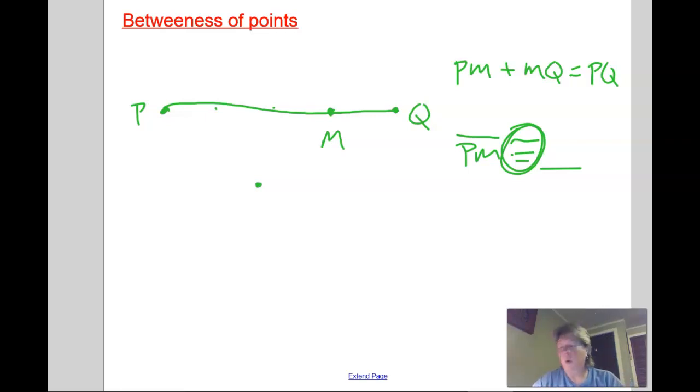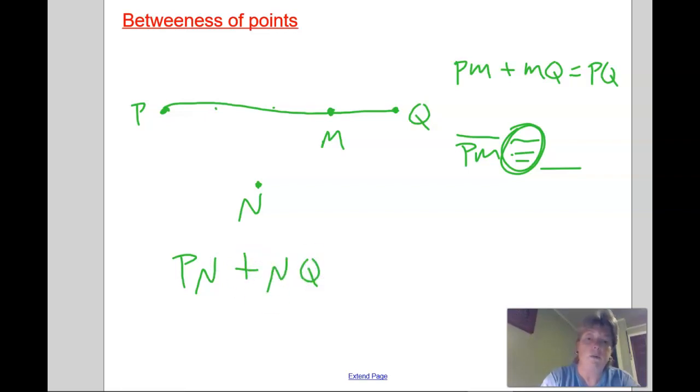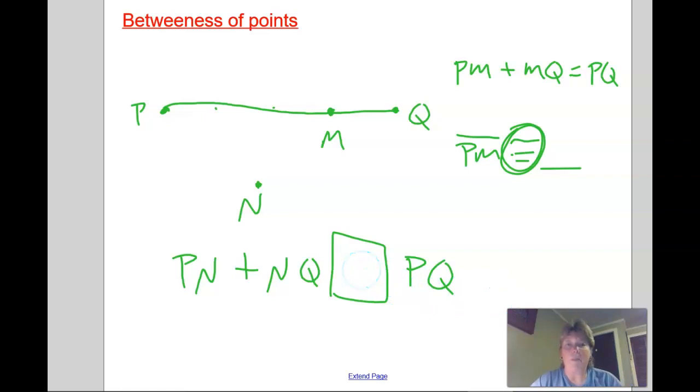Okay. Think about what would happen real quick if I put point N out here. How is PN plus NQ, fill in the blank here, related to PQ? Think about what would go in that blank. Is this side greater than this side? Is this side equal to this side? Or is this side less than this side? See if you can decide what goes in that blank.